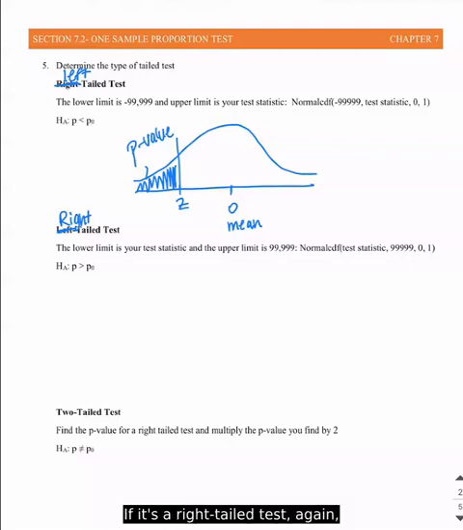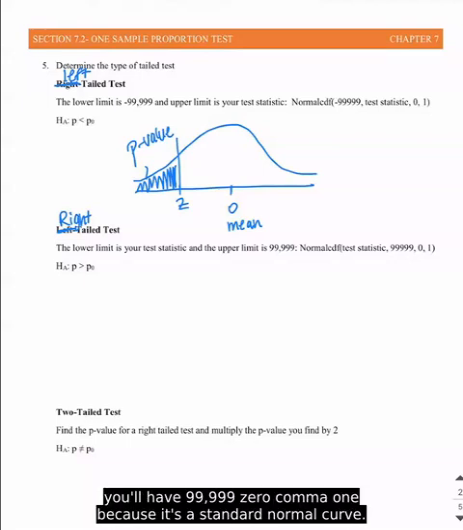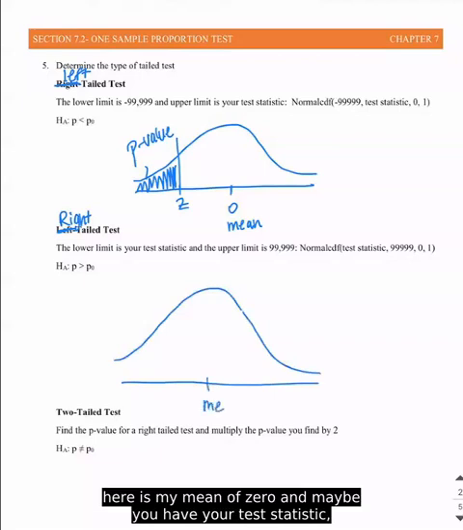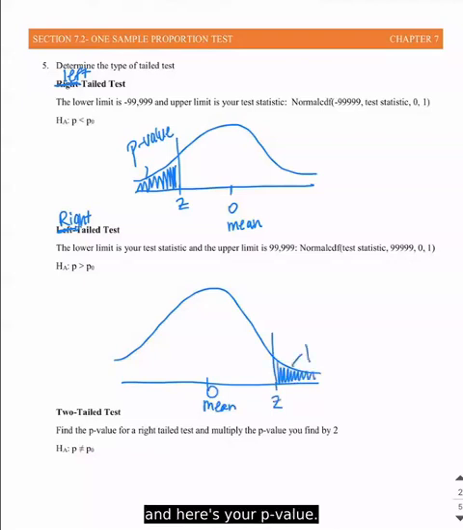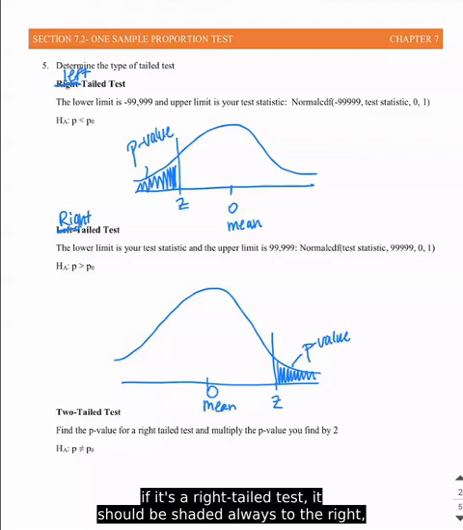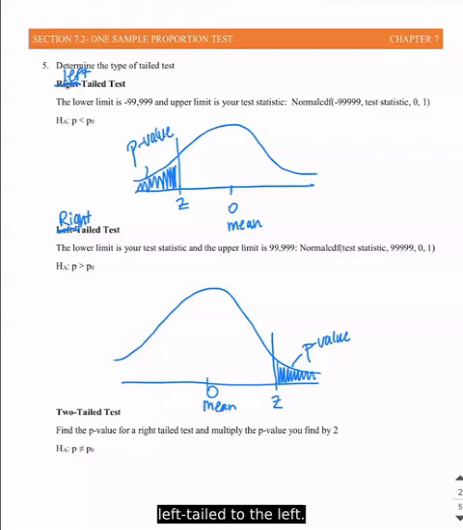If it's a right tail test, again, the upper limit is going to be 99,999. So you'll have your test statistic, 99,999, 0, 1, because it's a standard normal curve. So if I draw my curve here, here's my mean of 0. And maybe you have your test statistic, and here's your p-value. Your test statistic could be positive, it could be negative, it could really be anywhere. But in terms of the way we shade, if it's a right tail test, it should always be shaded to the right. Left tail to the left.